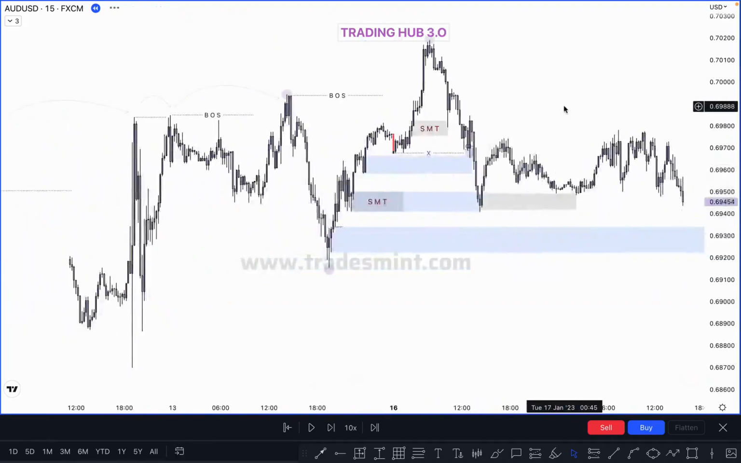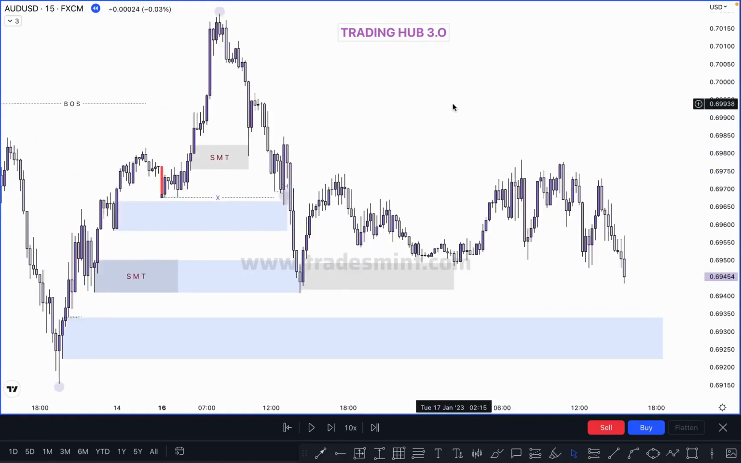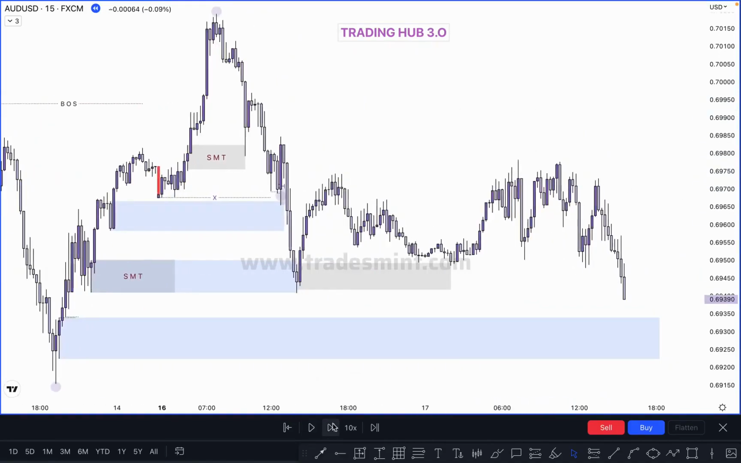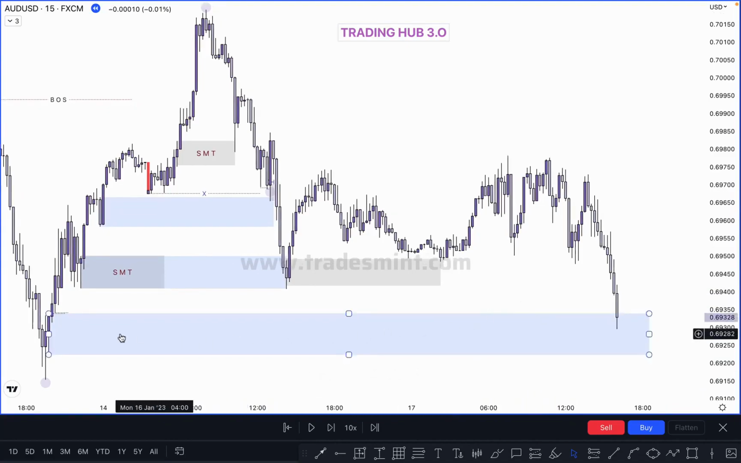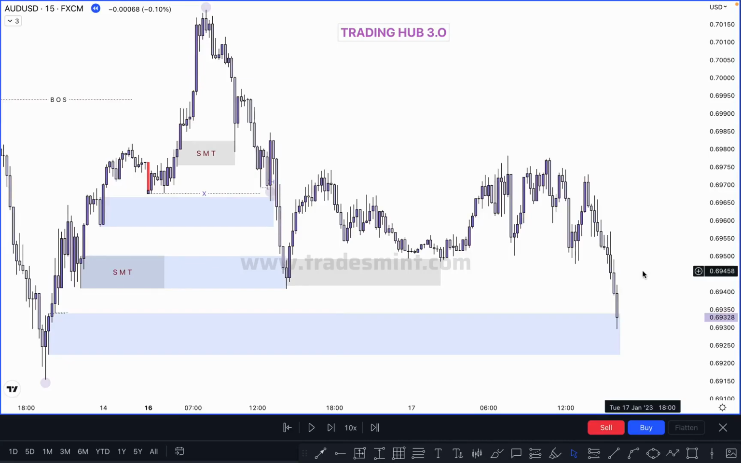Okay, so let's wait to mitigate this order block, then you can switch to the 1 minute time frame for entry criteria. So let's see what happened next here. Okay, so finally the market mitigated our order block here. Now you have to switch to the 1 minute time frame to see exactly how you can trade in a 1 minute time frame.